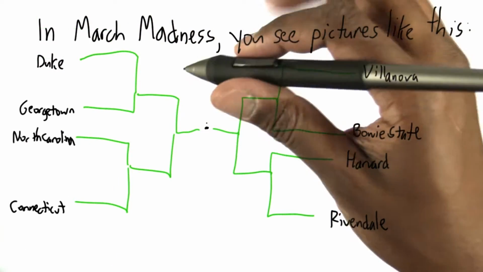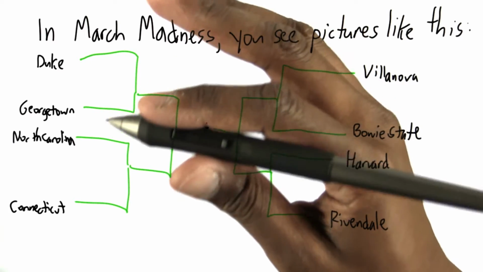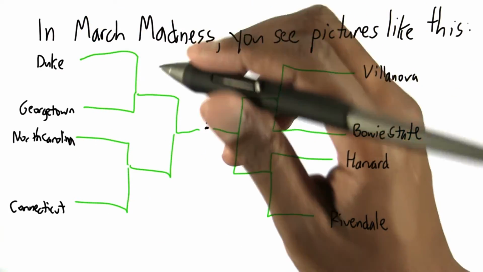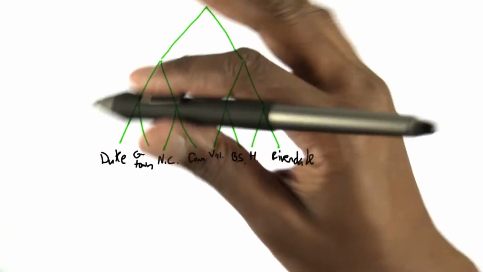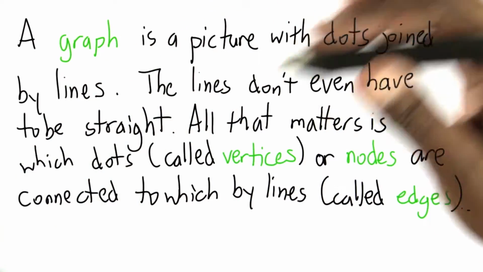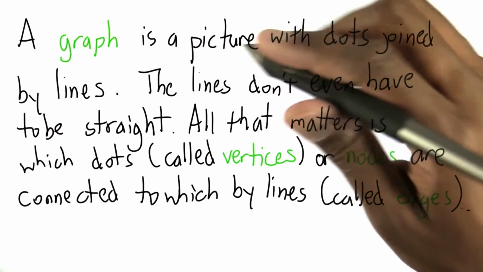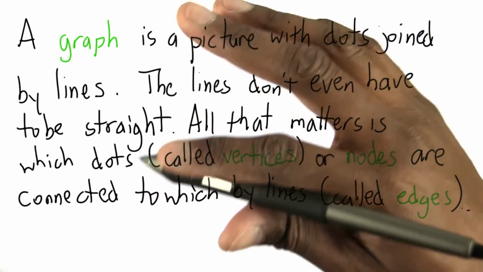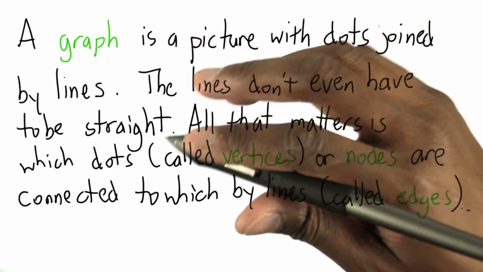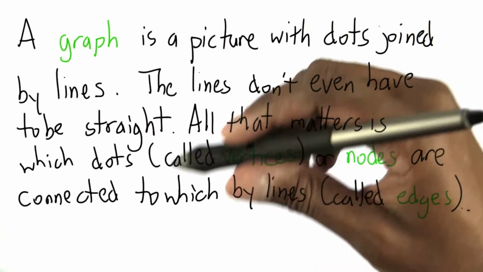In March Madness, you see pictures like this. All that this picture conveys is who plays whom and when. We could draw the same picture this way and it would convey the same information. A graph is simply a picture of dots joined by lines. The lines don't even have to be straight. All that matters is which dots, which we call vertices or nodes, are connected to which by lines called edges.